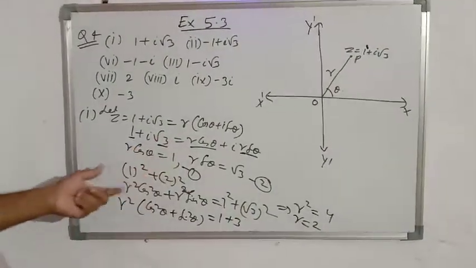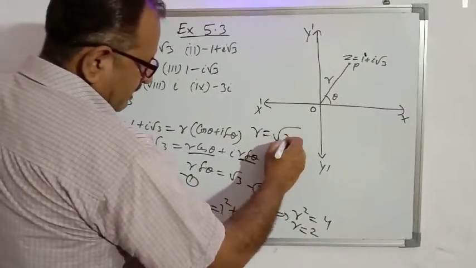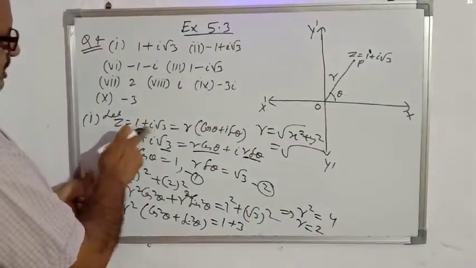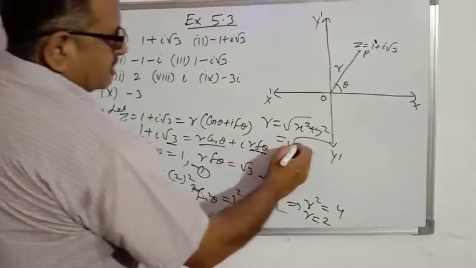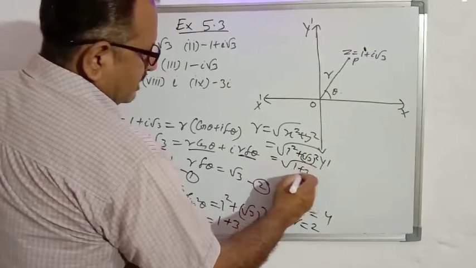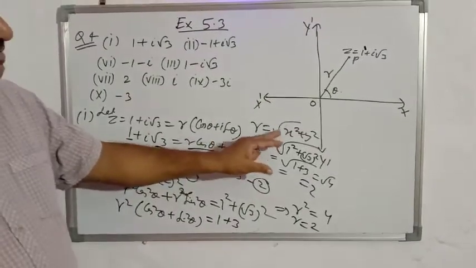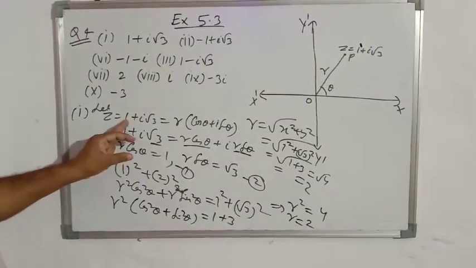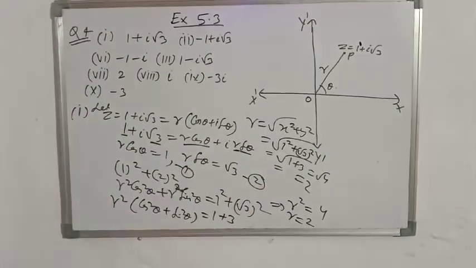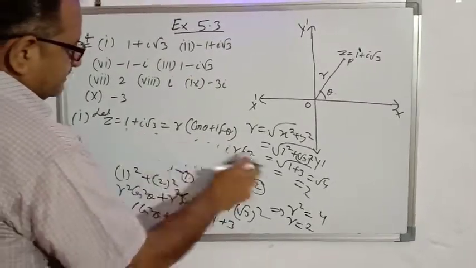r we have calculated here. Or without equating, you can also find r using this formula: r is equal to under root x square plus y square. What is x here? x is 1, y is root 3. So 1 square plus root 3 square, 1 plus 3 is 4, square root will be 2. So directly you can find r is equal to under root x square plus y square. After finding r, we have to find theta.